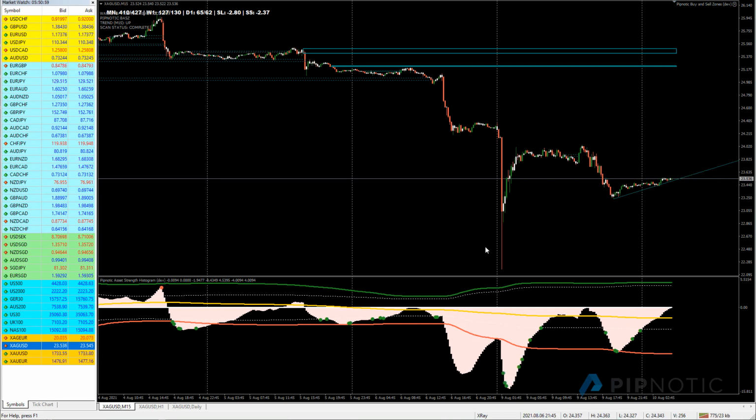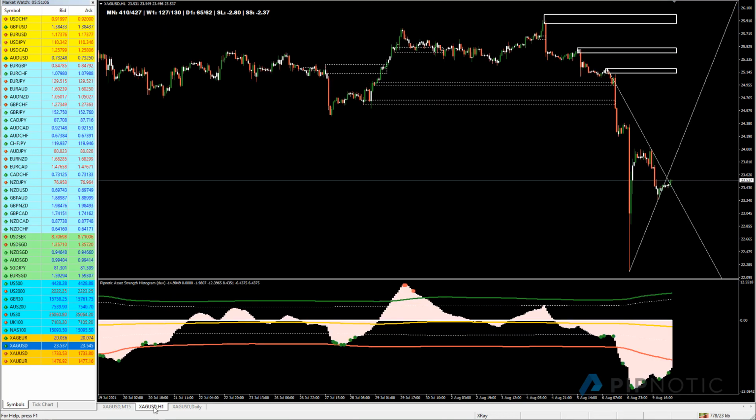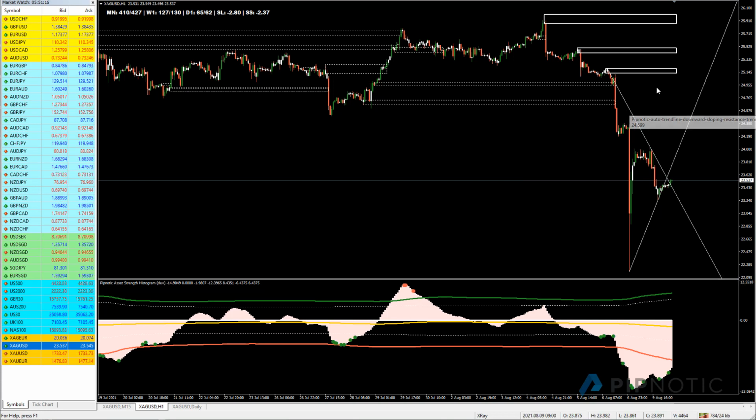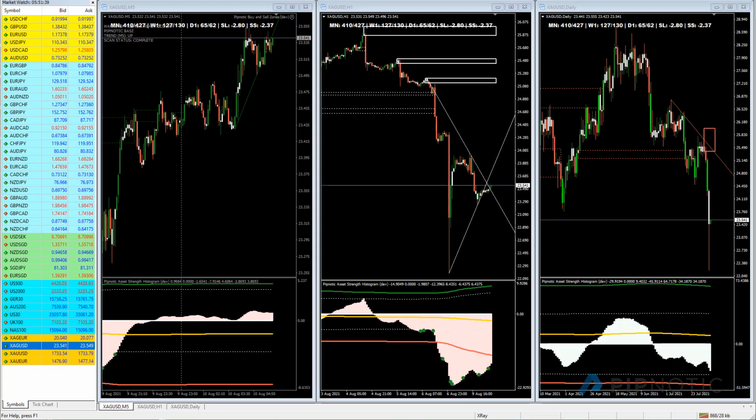But looking at the histogram, it's pretty ugly. Very difficult to draw any conclusions when it looks like this. But going on to the hourly chart, we can see that price will probably continue to fill this. Had huge rejection here, so maybe a continuation higher to rebalance this before price continues lower. All right, let's have a look at the British pound, American dollar.